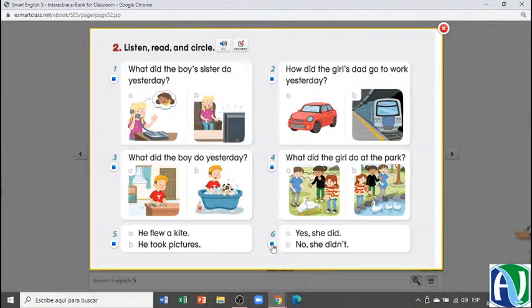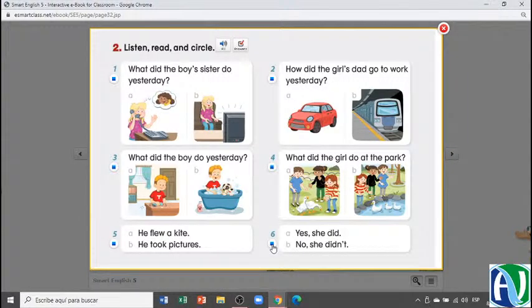Okay, the last one said that the girl is in her bedroom and that she didn't do the homework. Okay, estoy leyendo sus respuestas. Y la primera dice B-A-B-B-B-A-A-B-B-B. Okay, B-A-A, muy bien.